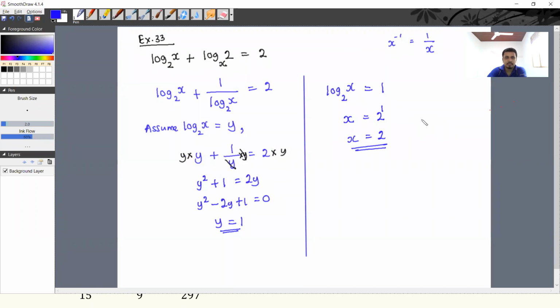So I have taken some complex questions here. This is the new thing that you learn. If we need to interchange the argument and base, we need to divide it by 1. Then we can interchange the positions of the argument and base. Okay, so that is example number 33.